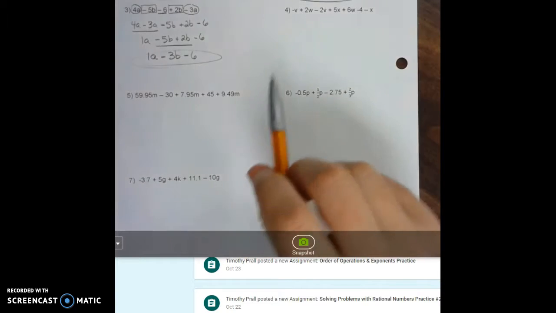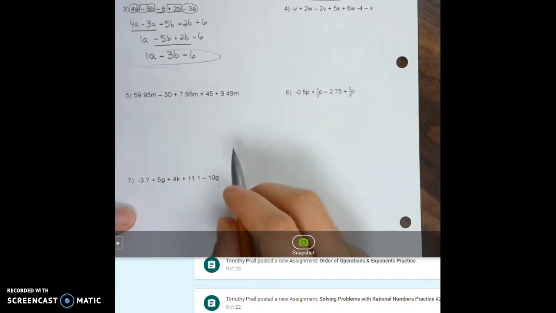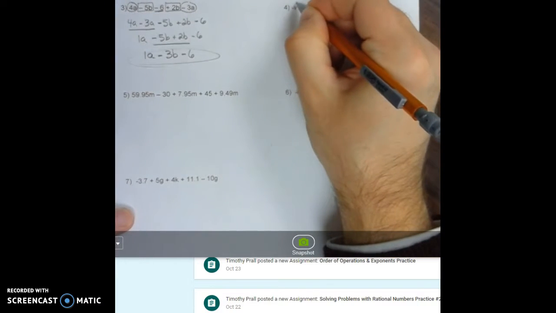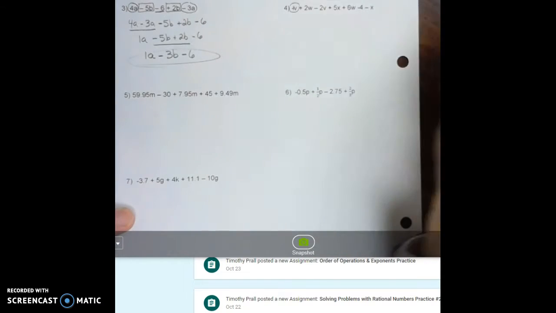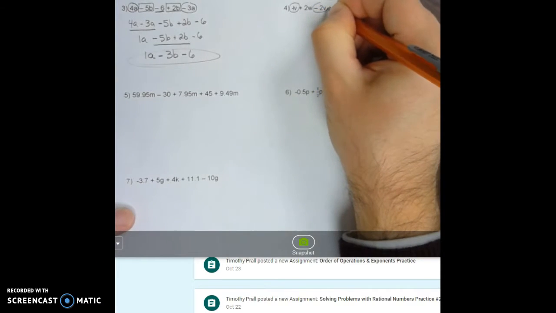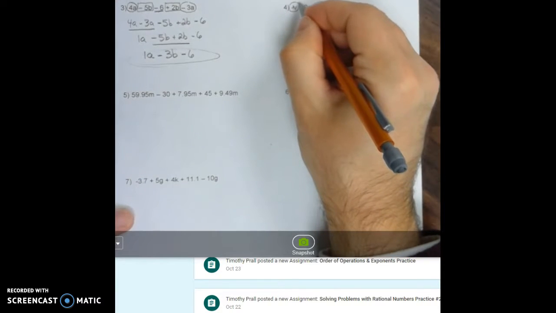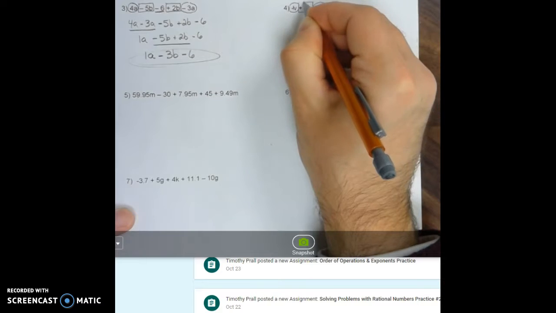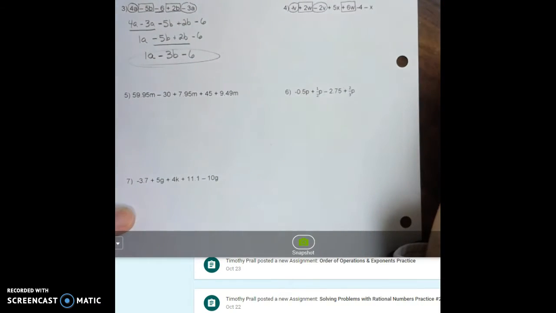In number 4, I've got three different types of variable terms. I've got v's, w's, and x's. So what I'm going to do, I'm going to put circles around my v terms, negative v, and I can put a 1 there, that's a negative 1v, and minus 2v, or negative 2v. I'm going to put boxes around my w terms, so positive 2w, I'm going to put a box around, positive 6w, I'm going to put a box around.